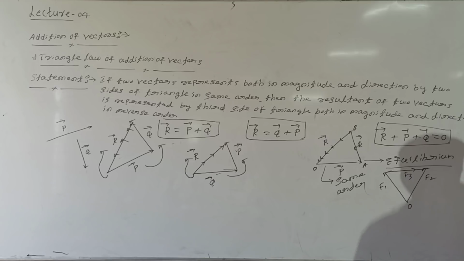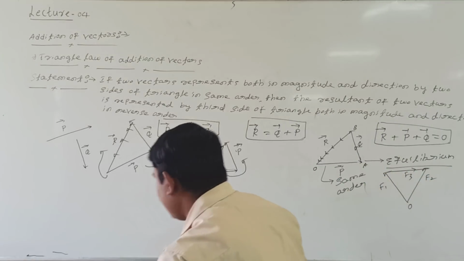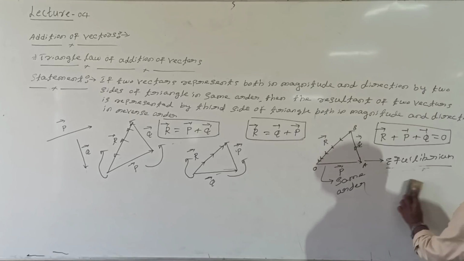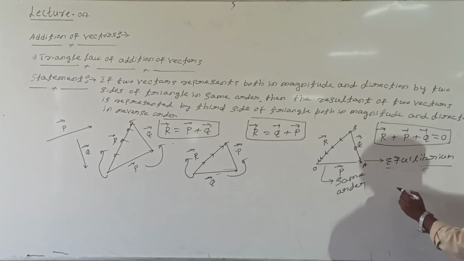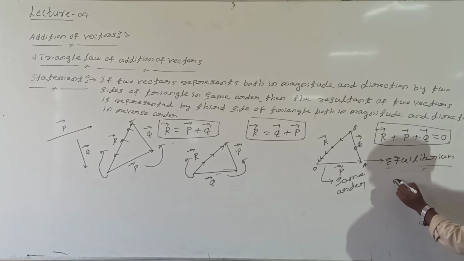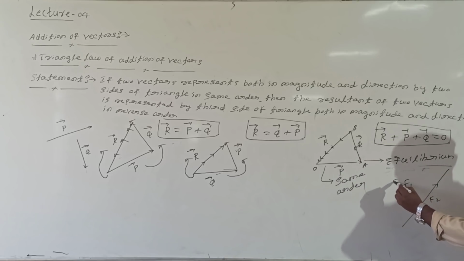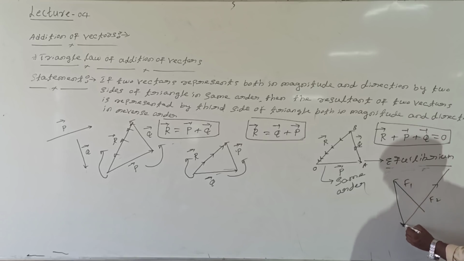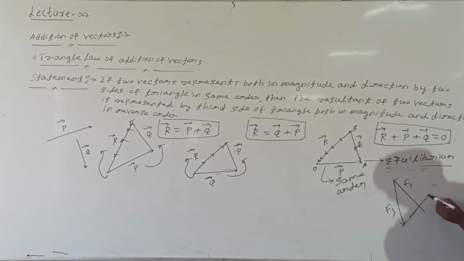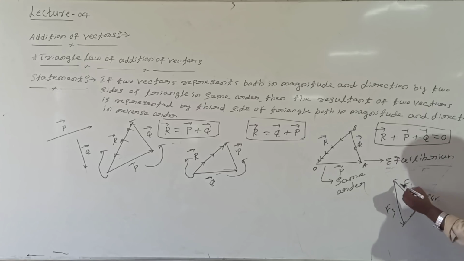The head is coinciding with the tail, or I can take the reverse like this also. Look at me, how to take. I will take this as F1 force. This force I will take as F2, in this direction. Now I will take it like this. This is F3 force. F2 is in this direction. What about this F1?